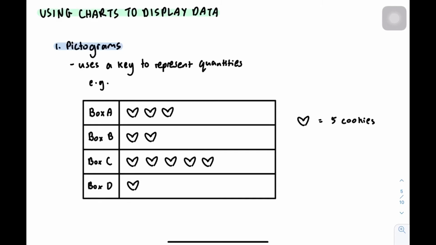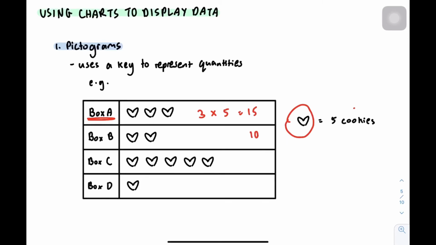Kind of cute, kind of elementary, but they're a simple chart. It uses a key to represent quantities. As you can see here, 1 heart is 5 cookies. In box A, there are 3 hearts, so the total number of cookies in box A will be 3 times 5, which is 15. In box B, there will be 10 cookies.